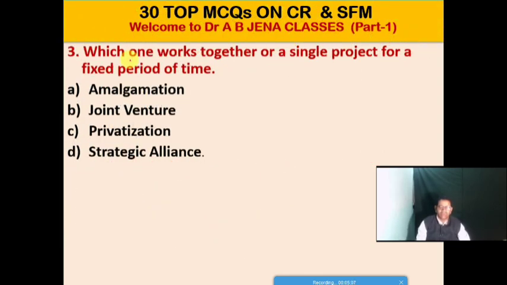Next MCQ: which one works together on a single project for a fixed period of time? A, amalgamation. B, joint venture. C, privatization. D, strategic alliance. Friends, D is the right option. A strategic alliance works together on a single project for a fixed period of time.